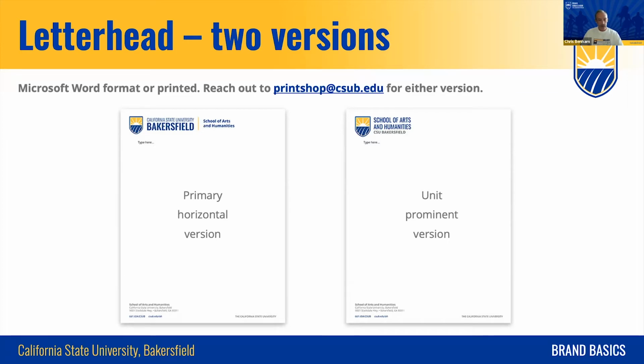There are two versions of this: primary horizontal version. So you can place your individual school or unit next to the logo with the vertical line. And the next version is the unit prominent version. Again, you can get these both in digital and print. We will save questions about letterhead. We get questions all the time about how to use them or how to customize them. So if you have those types of questions, we will address those at the end.